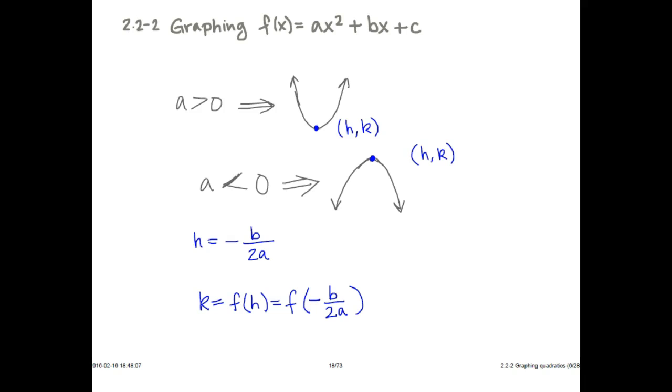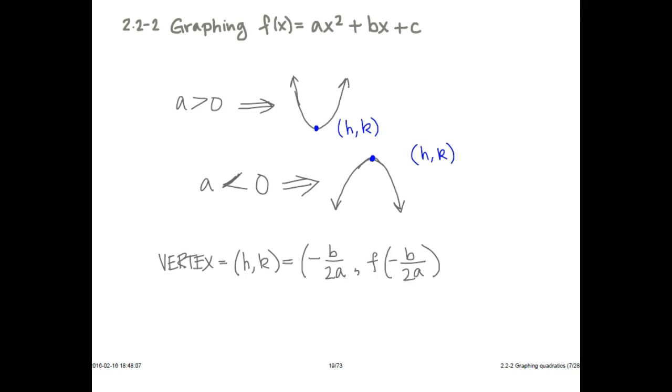And as for k, well, h is an x value and k is a y value, so it stands to reason that k is h pushed through the function. So it's f of h, in other words, it's f of negative b over 2a. So that makes the coordinates of the vertex what you see here, and I should have another parenthesis here, shouldn't I?